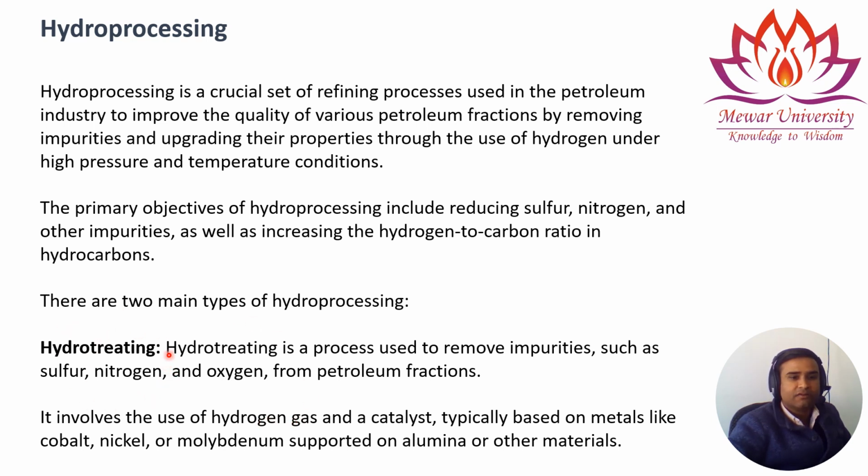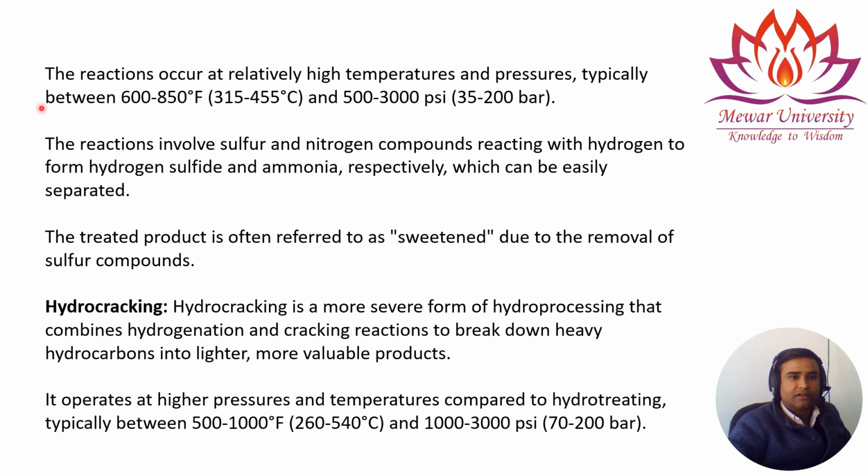The main objective of the hydrotreating process is to remove the impurities present in the petroleum fractions like sulfur, nitrogen, oxygen, etc. The reaction occurs at relatively very high temperature and pressure, typically between 600 to 850 degrees Fahrenheit, or in centigrade 315 to 455 degrees centigrade, and 500 to 3000 psi pressure, which in bar is 35 to 200 bar.